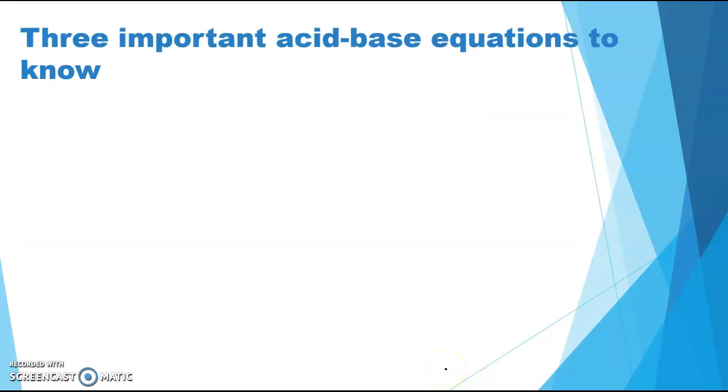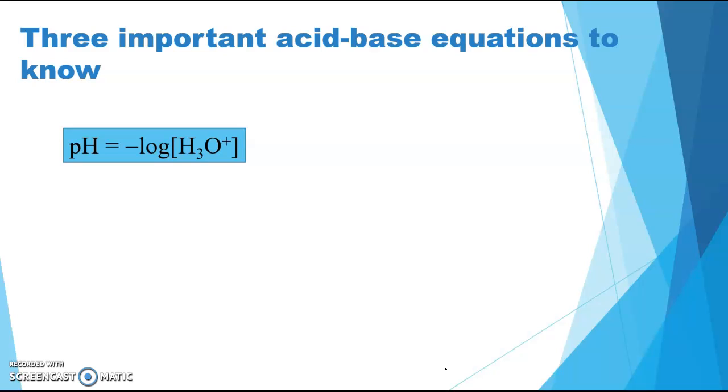So there are three important equations having to do with acids and bases that you are going to need to know and that we will be using during this lesson. The first one is that very calculation about what is pH. pH is found by doing negative log the hydronium ion concentration.